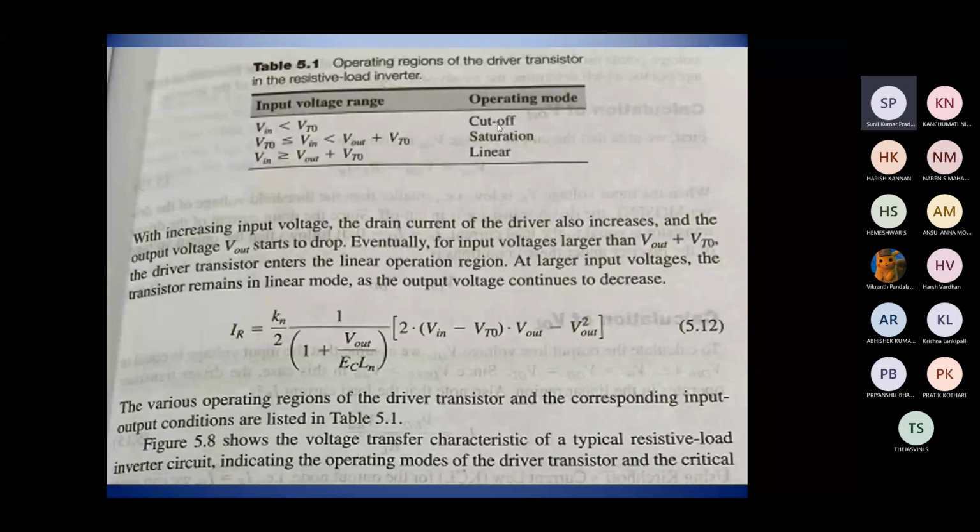So, when the input voltage increases, the drain current of the driver also increases, and the output voltage starts to drop. Now, in this case, the input voltage is larger than the output voltage plus threshold voltage, and the driver transistor enters the linear operation region. Now, at larger input voltages, the transistor remains in the linear mode, and the output voltage continues to decrease. So, this is actually the current going through the load resistance, IR, taking into consideration many terms like the input voltage, threshold voltage, output voltage V out, and K, the constant that you know.